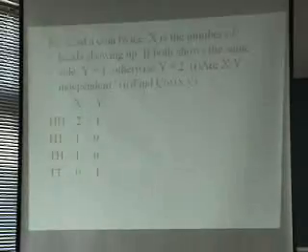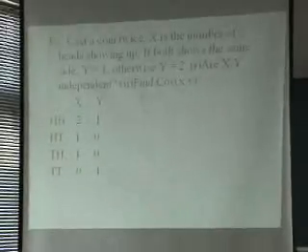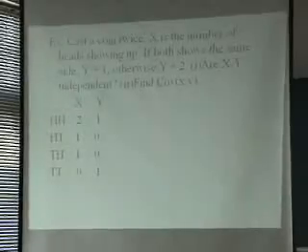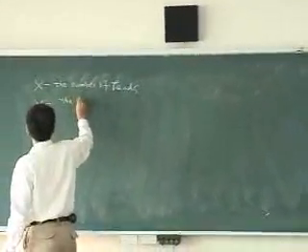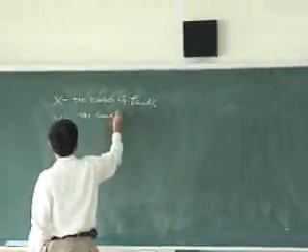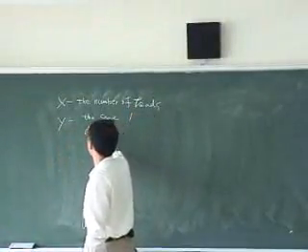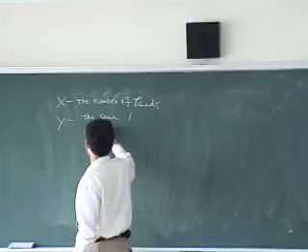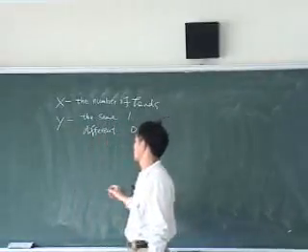Okay, so x is the number of heads, and y: if the two coins are the same, then it is equal to 1, right? And if different, then equal to 0. Okay, so we have two possibilities.